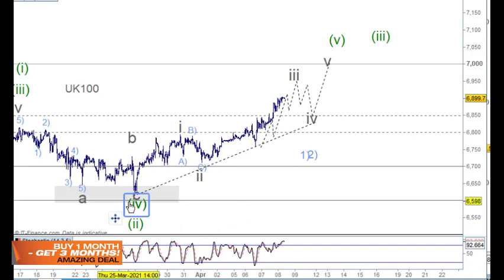But from this level here, looking at wave 1 and 2 in here, I think there's a little bit more to go in wave 3 here and wave 4. So it's kind of catching up a little bit in that regard.